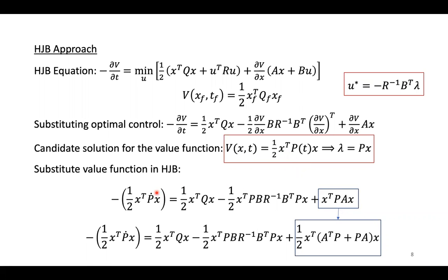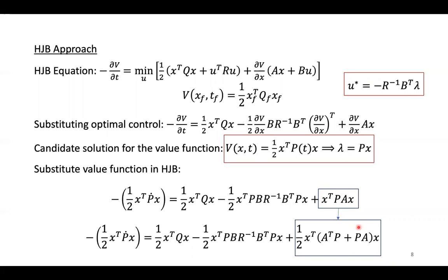And okay, so you have minus half of x transpose p dot x, which is equal to whatever x transpose qx, that is what we have here. And we know partial with regards to x is px, which means you have minus half of x transpose p, b r inverse b transpose px, plus again you have partial with regards to x, which is again x transpose p times ax. So I just plugged in the value function and its derivative in the Hamilton-Jacobi-Bellman equation.